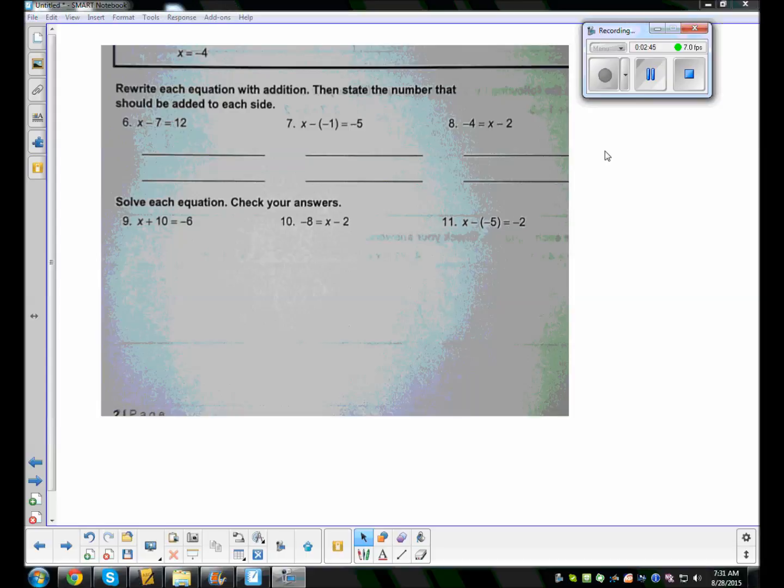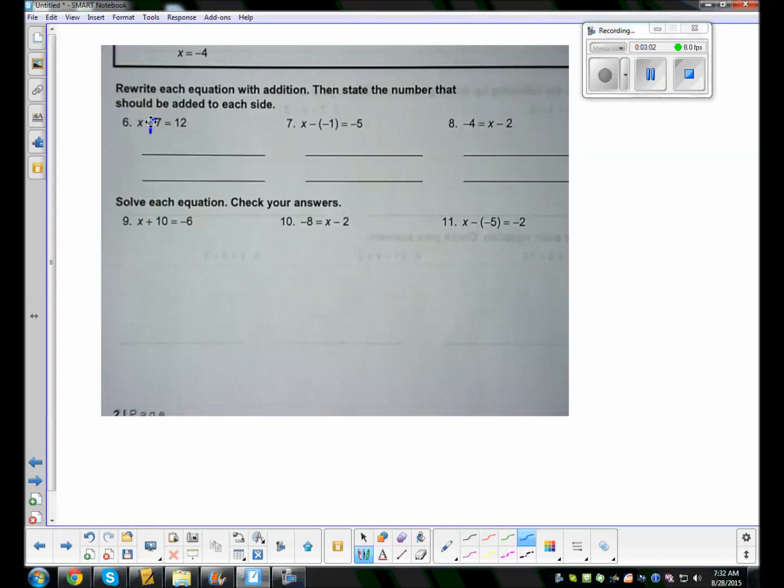Okay, so 6 through 8, the question is different. It says rewrite each equation with addition, then state the number that should be added to each side. Remember, we can rewrite a subtraction problem as an addition problem if we add the opposite. So this equation would be x plus negative 7 equals 12. And the number that would be added to each side would be a plus 7. They didn't ask us to solve it, they just asked us to rewrite it as addition and then state the number that would be added. So that's what we just did.